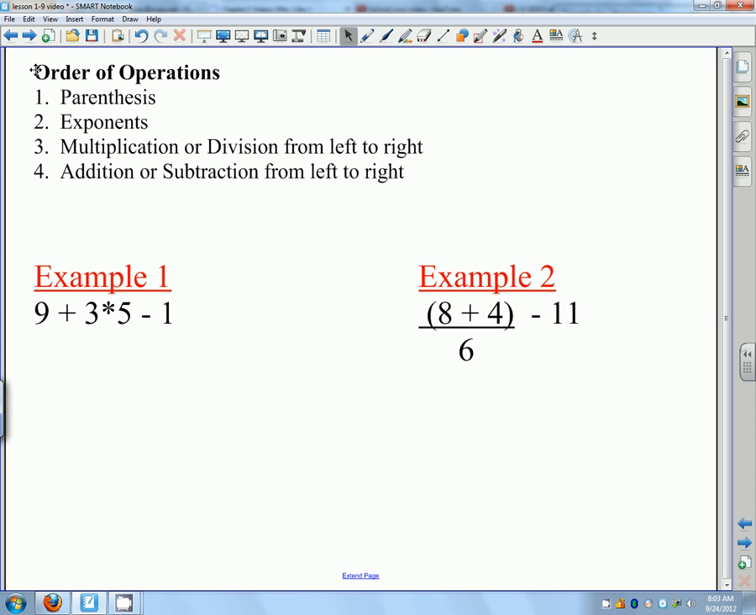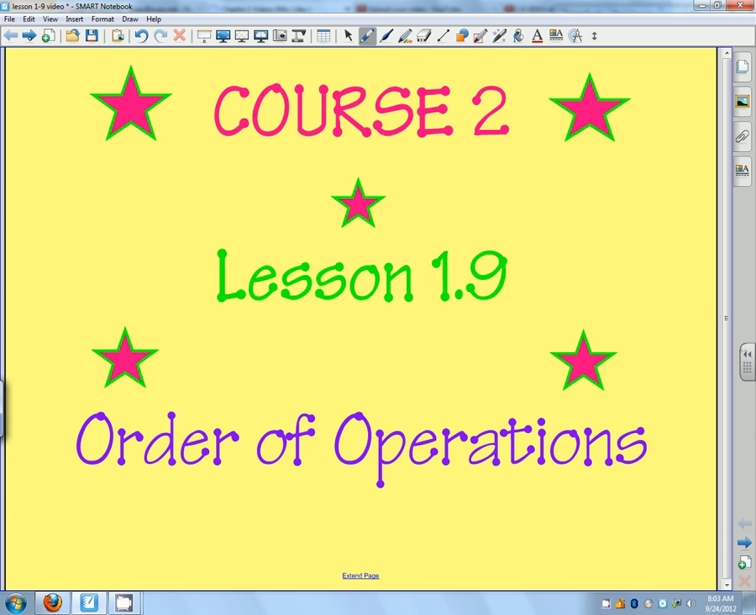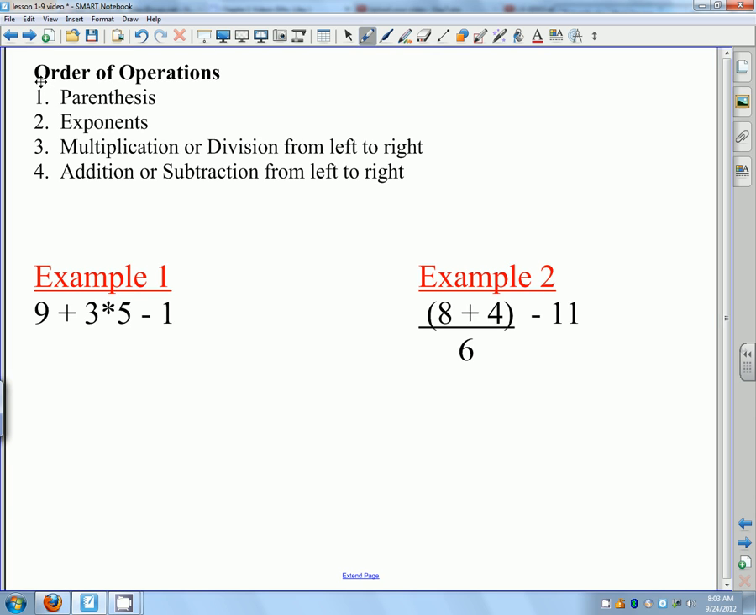So first, we have the order of operations. You're going to want to write this in your notebook. Make sure you title it 1.9 and then title it order of operations. Most of you probably know this as please excuse my dear Aunt Sally, or PEMDAS.